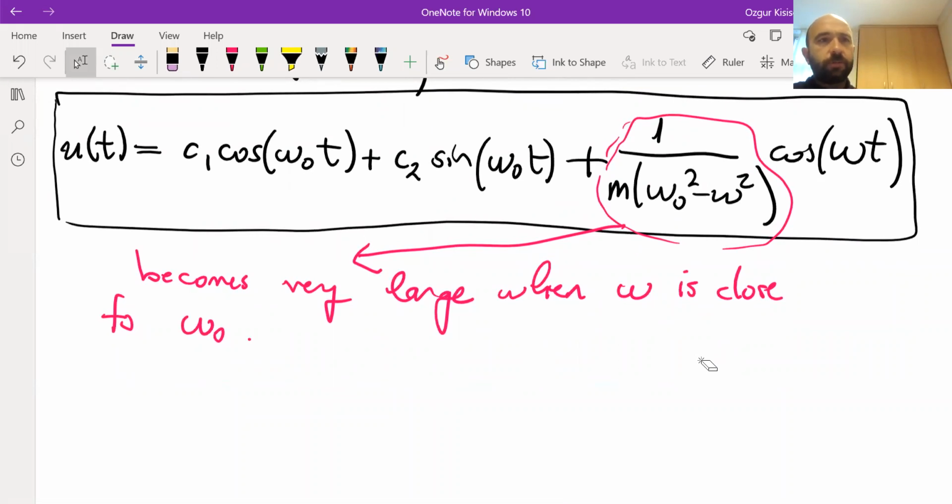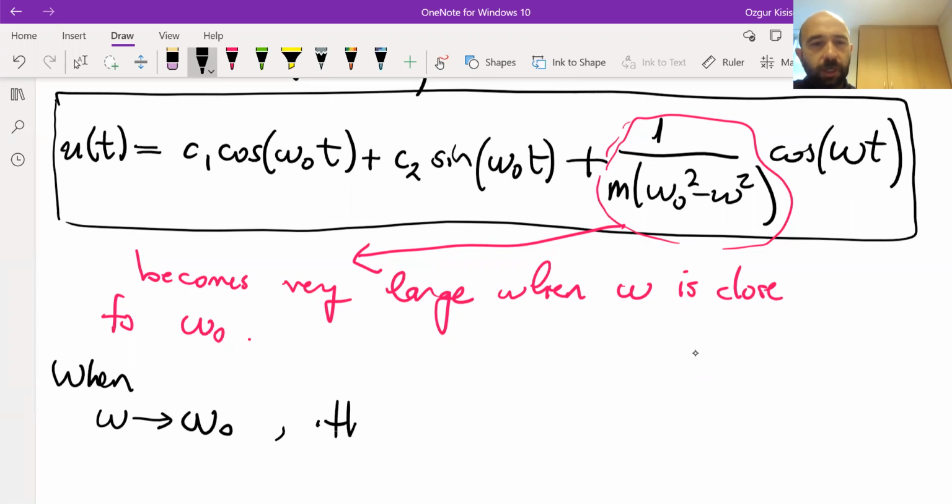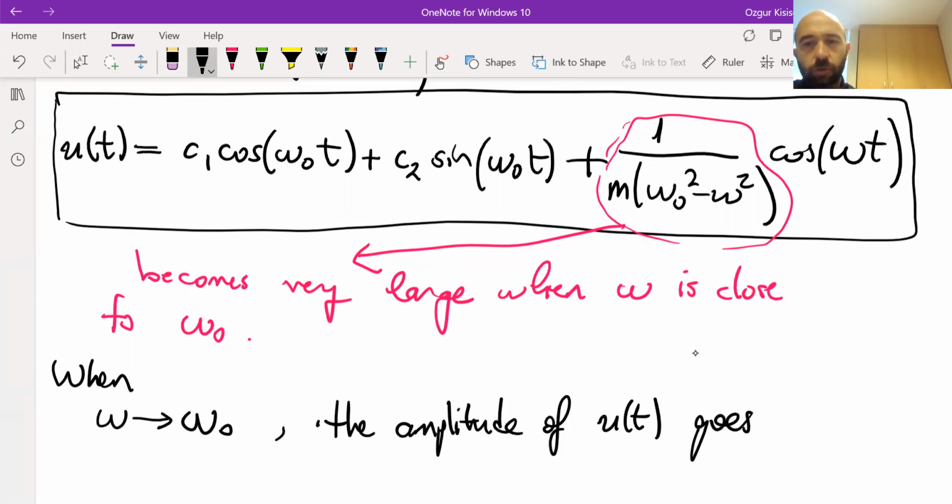And when omega goes to omega 0, the amplitude of u(t) goes to infinity.